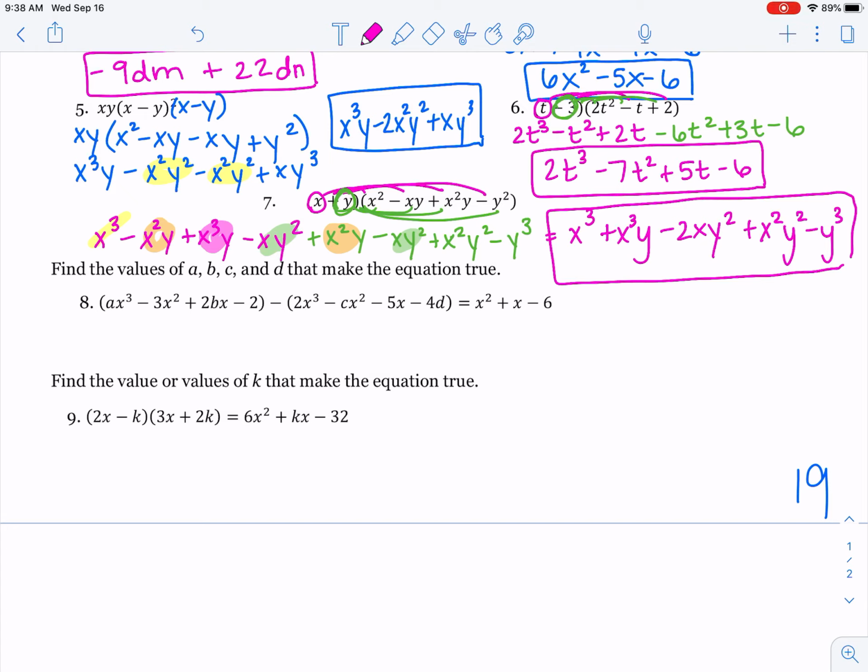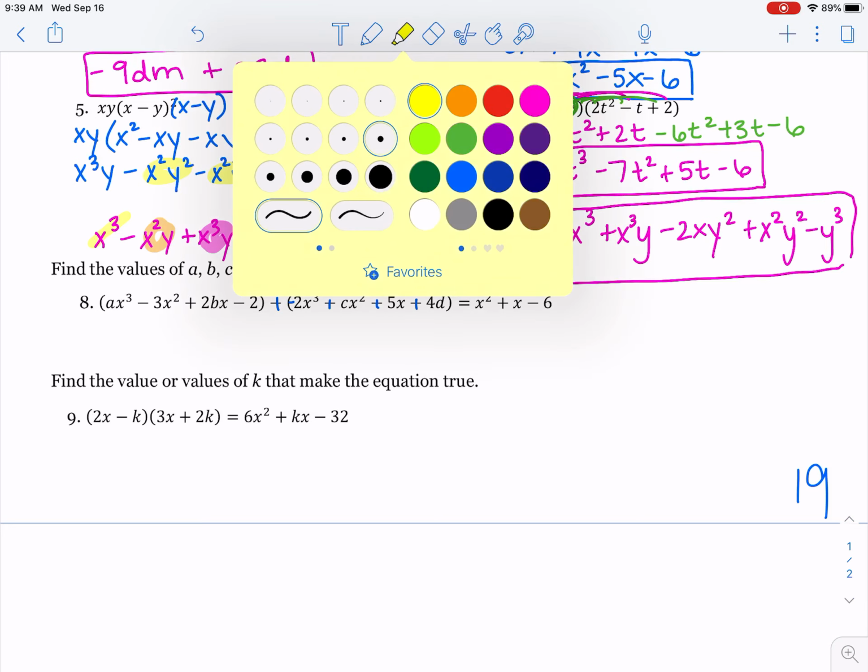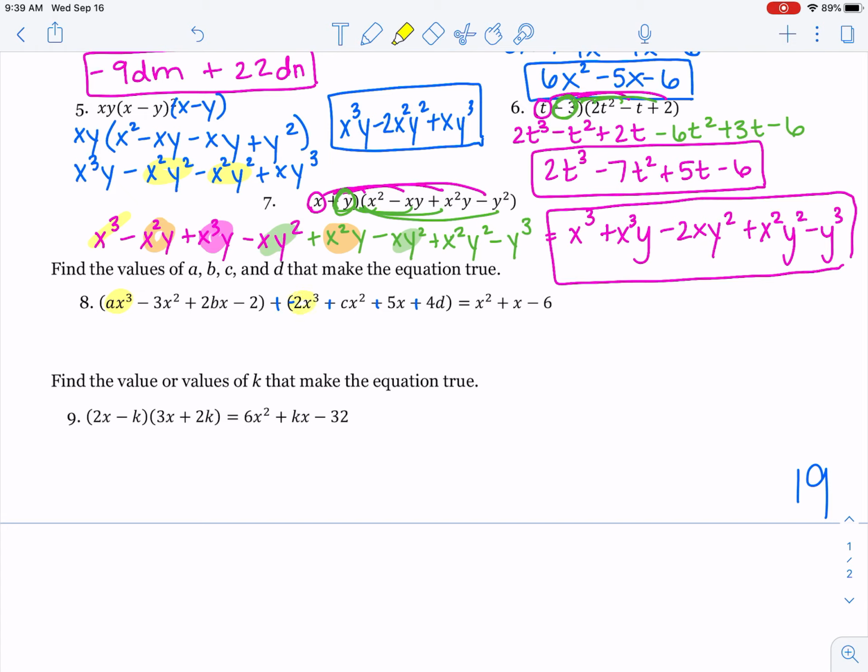It says, find the values of a, b, c, and d that make the equations true. So the first thing I'm going to do is change my subtraction problem into an addition problem by changing the signs of what's in the parentheses. And then if you look at the first 2 terms, you're not able to actually combine them because one has an a and one does not. But that a is what we're going to be solving for.